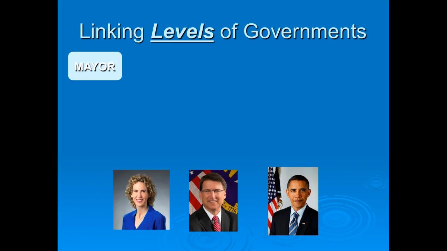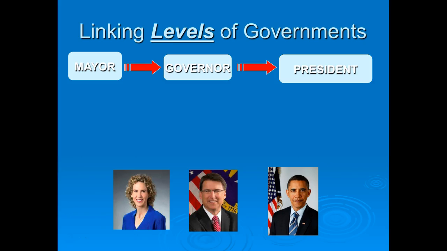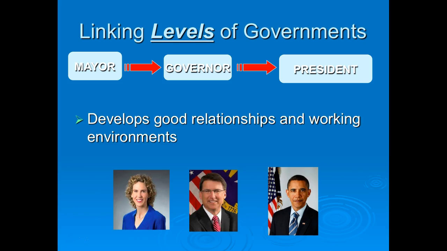They link levels of government, as we said. So here the mayor is linked to the governor, who then links to the president. Obviously, my slide needs to be updated. The woman on the left is the current Charlotte mayor, Jennifer Roberts. That is the former governor, Pat McCrory, and the former president, Barack Obama. So now that would be Roy Cooper, of course, and Donald Trump. They work on developing relationships and working environments between the different levels of government. And they also help solve problems.